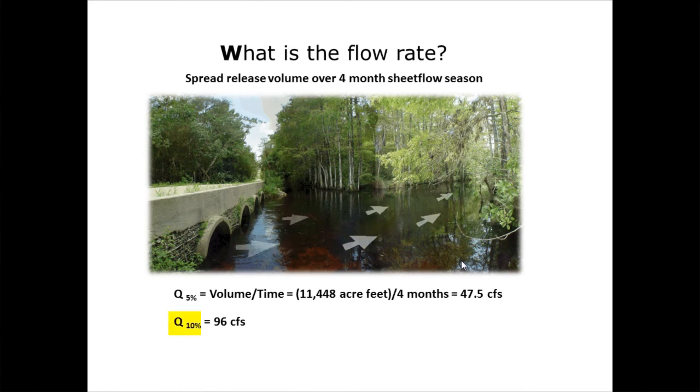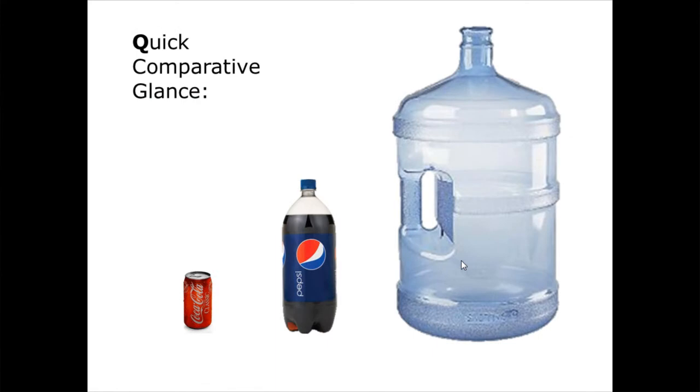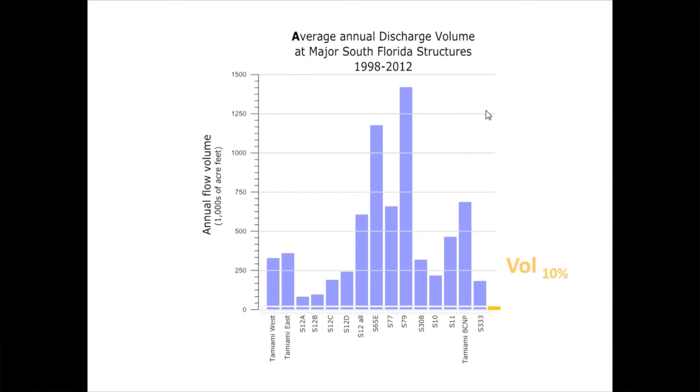Pretty easy calculation. So let's do a quick comparative glance. Is 96 cubic feet per second a can of Coke or is it a 5-gallon water jug? Where does it rank relative to flows in South Florida? Well, here's where the 10%, 96 cubic feet per second, ranks relative to some of the other major water control structures in South Florida, computed as an average annual discharge from 1998 to 2012.